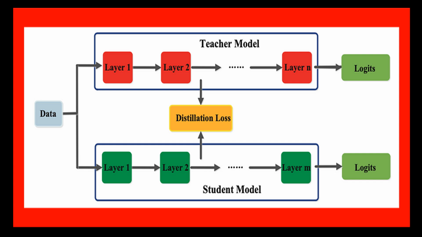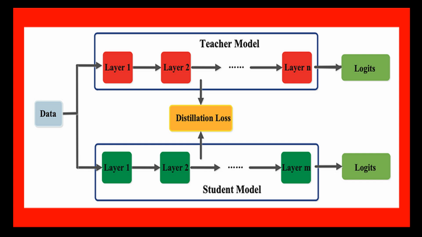So in machine learning, knowledge distillation involves training a smaller model to mimic the behavior of a larger, more complex model. The smaller model is trained to make predictions based on the same inputs as the larger model, and its predictions are compared to the predictions of the larger model. The goal is to train the smaller model to make similar predictions as the larger model without necessarily replicating the internal structure of the larger model.